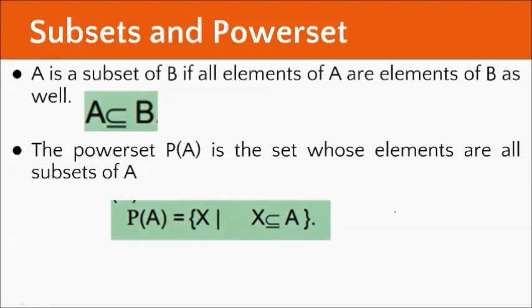Next is subset and power set. A is a subset of B if all elements of A are elements of B as well. So again, if you're going to read this one, it means a subset. The power set P(A) is the set whose elements are all subsets of A. So when you see this symbol, it means power set. So X such that X is a subset of A. Okay, so learn to read these notations.